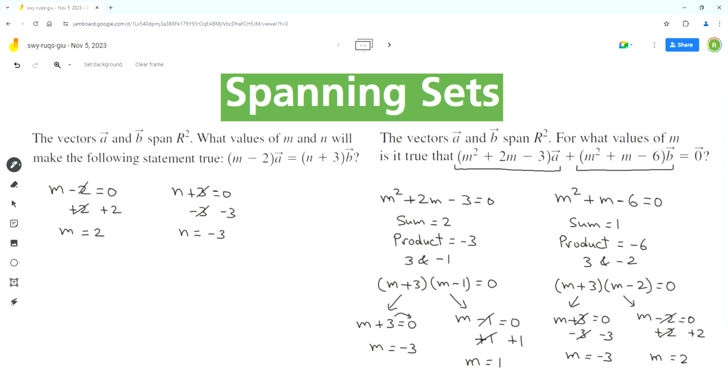Now we have to find the value of M that will make this equation equal to 0, and since A and B span R square, they are not scalar multiples of each other. So the only way this equation can be true is if both of these terms become equal to 0, and that will happen for M equals -3, because this M value will make both coefficients equal to 0. So M equals -3 is the final answer.